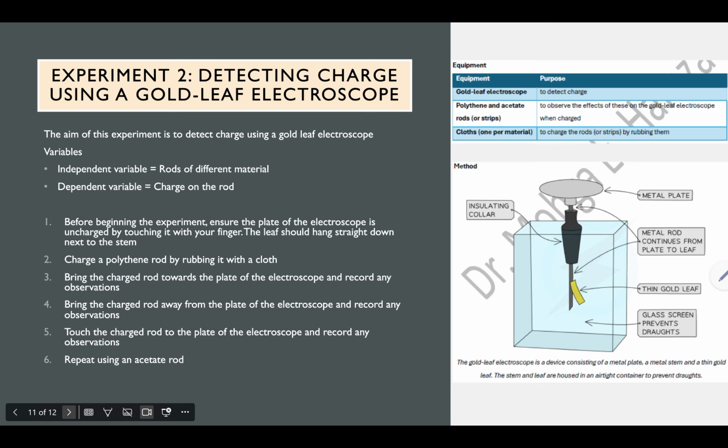Charge the polythene rod by rubbing it with a cloth and bring the charged rod towards the plate of the electroscope and record any observations. Now bring the charged rod away from the plate of the electroscope and record any observations. Touch the charged rod to the plate of the electroscope and record any observations, and repeat using an acetate rod.